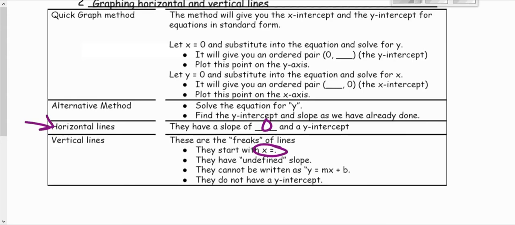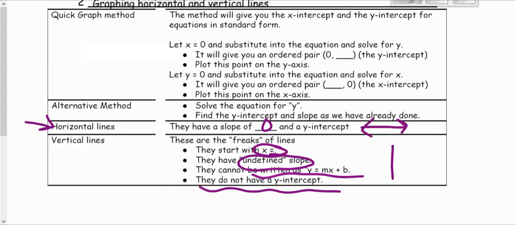Y equals has a y-intercept, and it's a horizontal line. Okay? X equals means it's a vertical line and it has an x-intercept. Okay? They will not have a y-intercept. They cannot be written as y equals mx plus b. They don't even touch the y-axis. There is no y involved. We call the slope undefined. And I'm sorry, this was the wrong way. These are a horizontal line. They're flat. These are your vertical line. Okay?